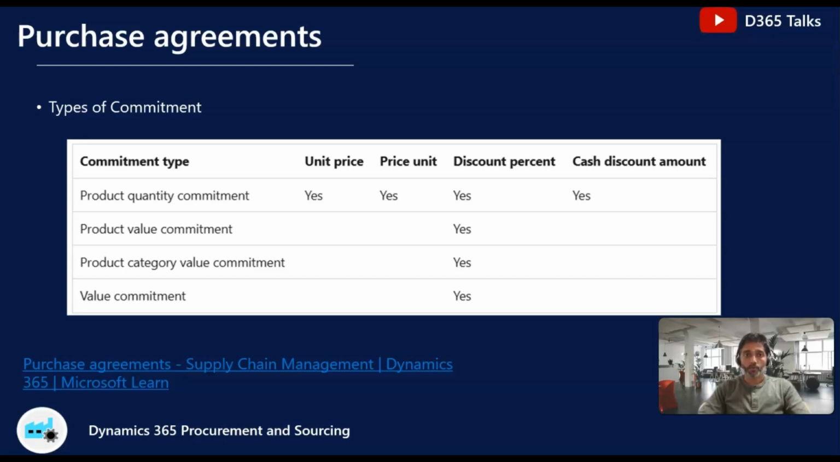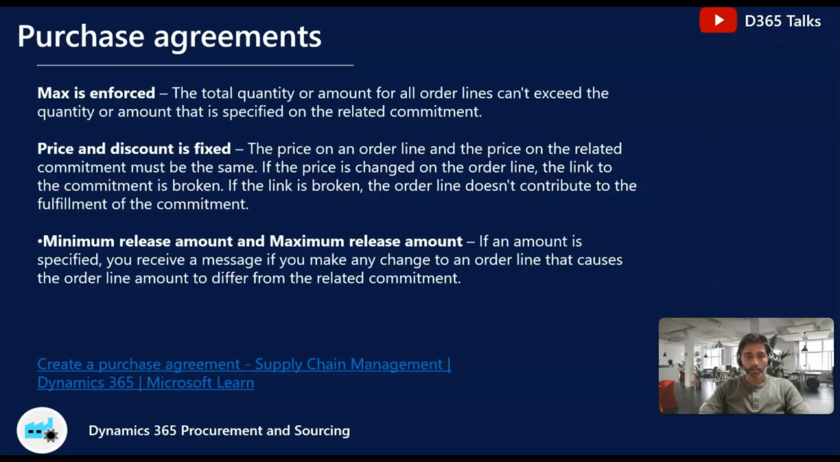But in the next episode, we will quickly see some of the important functionalities within purchase agreement, which will help us in terms of tracking those. And also we will see some of the important functionalities like max is enforced, price and discount is fixed. We will also see how these functionalities work based on various statuses of the purchase order.